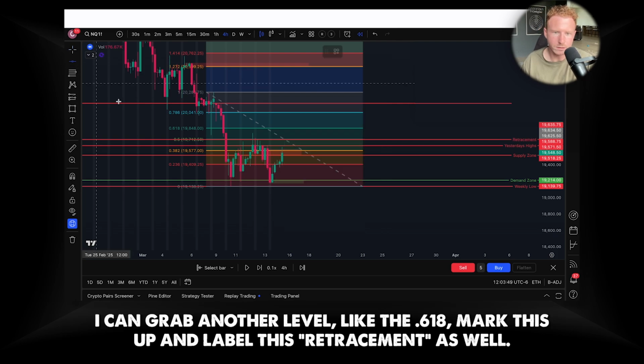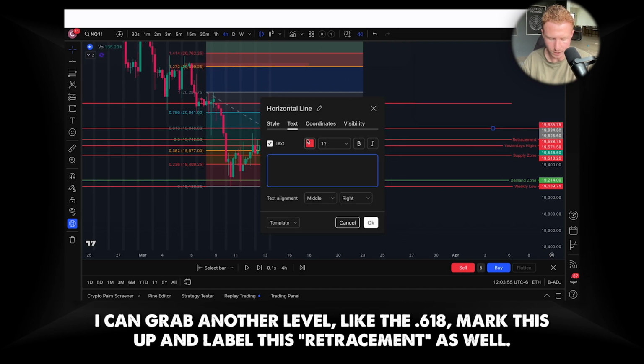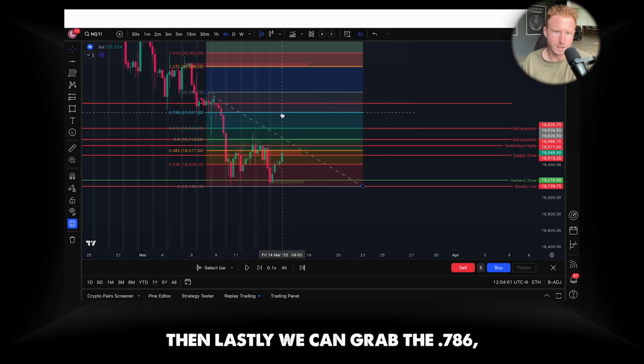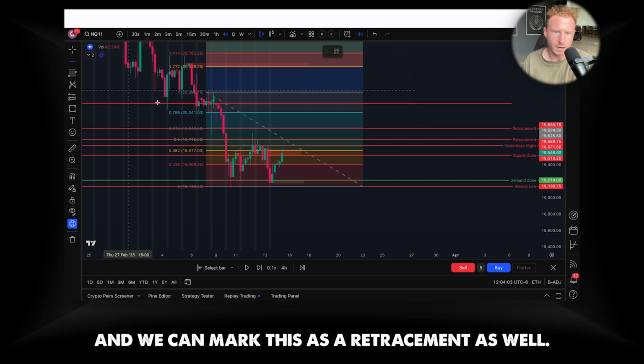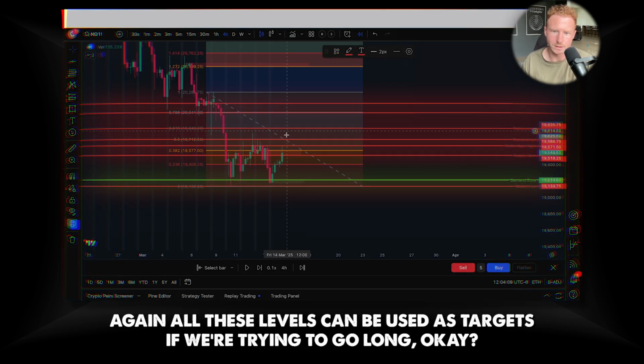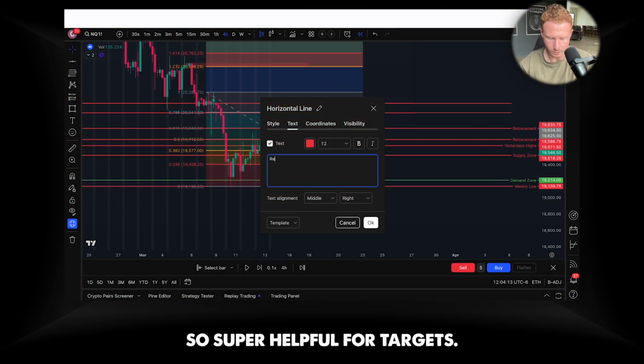You can grab another level like the 0.618. We'll mark this up and label this retracement as well. And then lastly, we can grab the 0.786 and mark this as retracement as well. Again, all these levels can be used as targets if we're trying to go long, okay? So super helpful for targets.